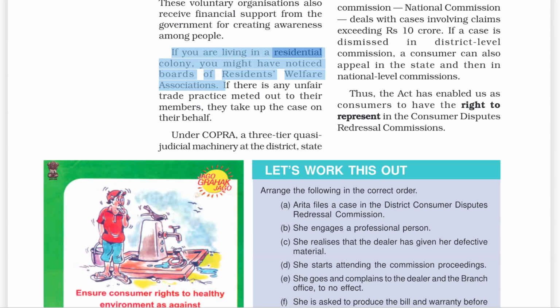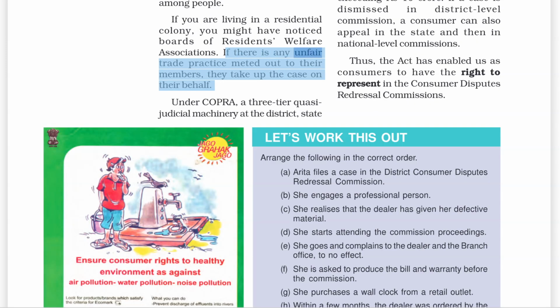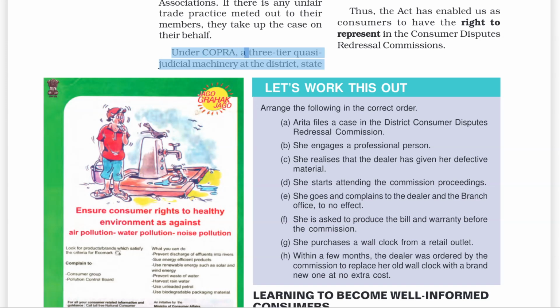If you are living in a residential colony, you might have notice boards of residents' welfare associations. If there is any unfair trade practice meted out to their members, they take up the case on their behalf. Under COPRA, a three-tier quasi-judicial machinery at the district, state.